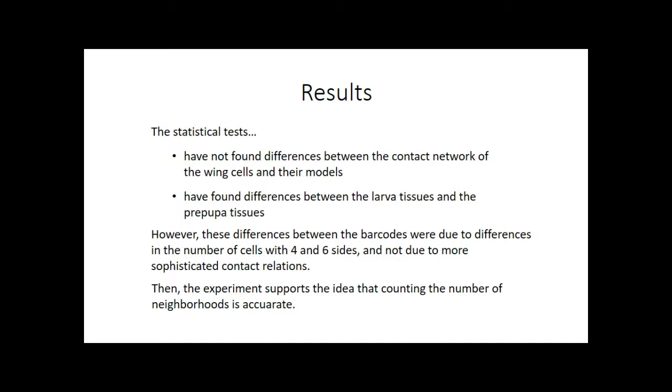However, when we looked at the results more carefully, we found that the differences were directly explained by the number of cells with 4 neighbors or 6 neighbors. So we realized we were measuring something, but it was actually something which was known from before. So the experiment, at the end of the day, was supporting the idea that counting the number of neighbors is actually accurate. If you complicate the model, you can do different things, but we didn't measure anything different.